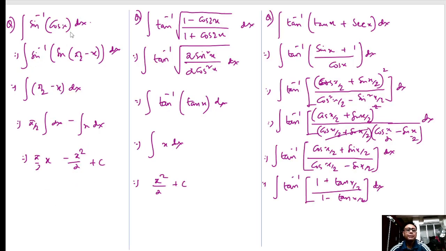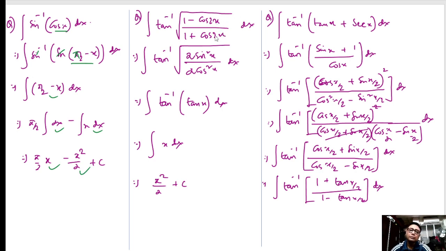Let's see the next sum. Sin inverse cos x can be written as sin inverse of sin of 90 minus theta. So this is pi by 2 minus theta. Sin inverse and sin cut. So pi by 2 dx minus this. So integral of dx is x, and integral of x is x square by 2.